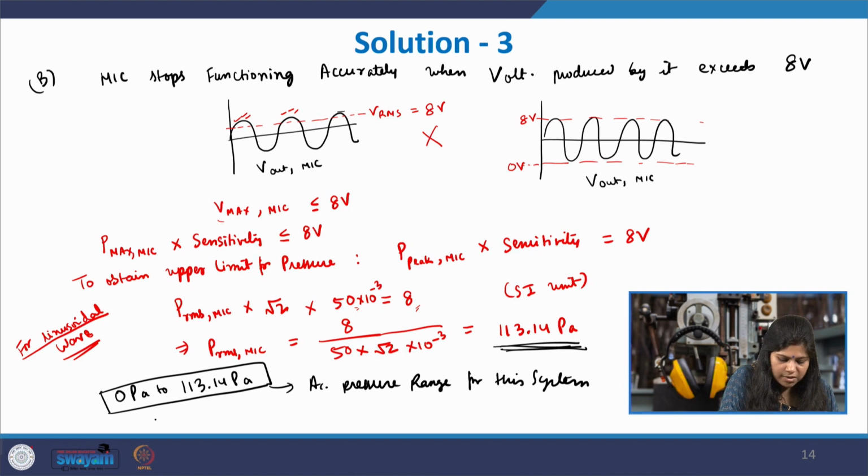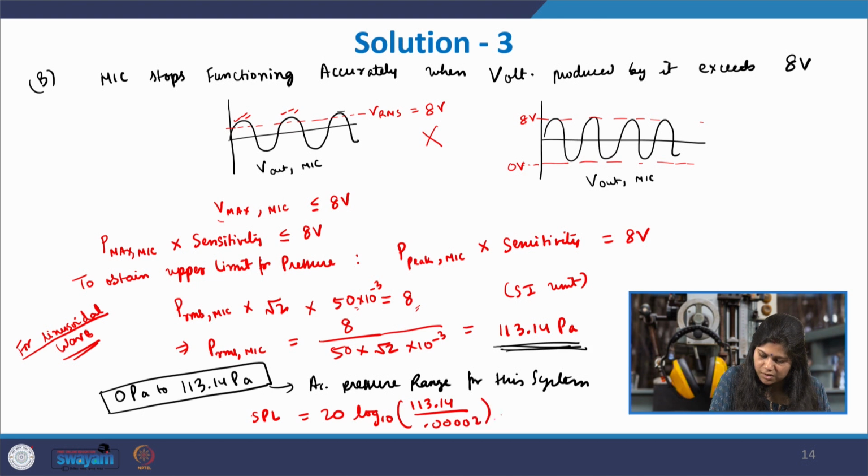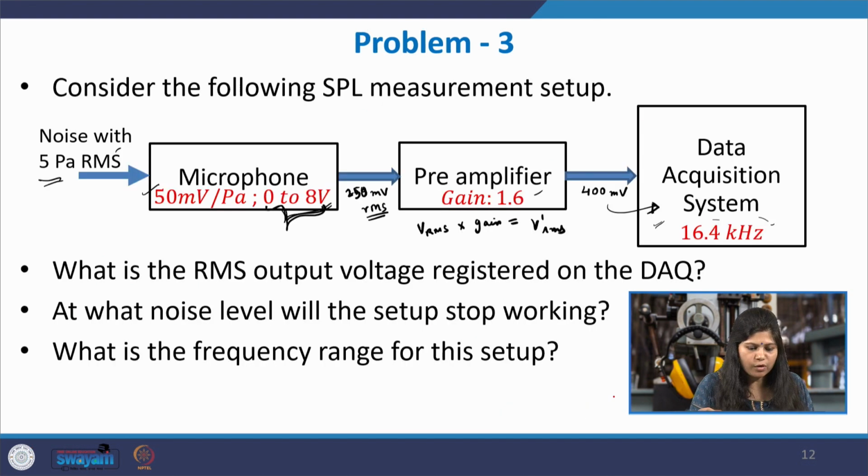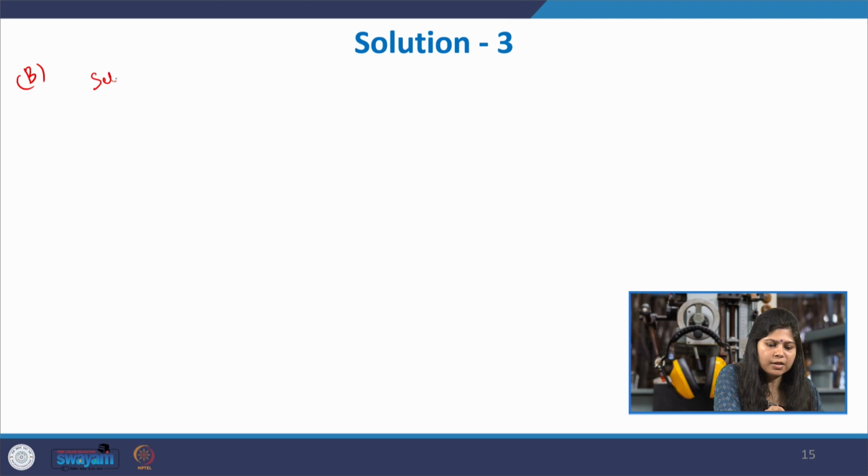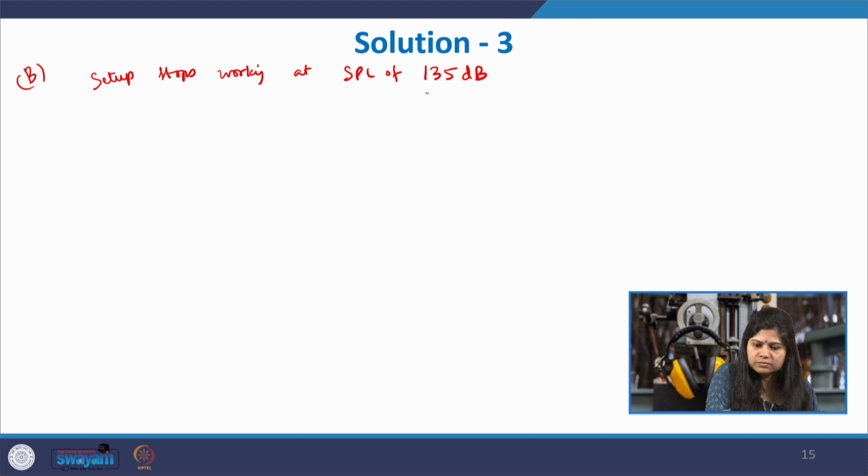If you convert it into the decibel format, the SPL would be 20 log 10 of P RMS, which is 113.14, divided by the reference pressure. What you will get when you convert it is 135 dB. Usually it is written in dB, the noise level where the setup stops working. So, we can say that for part B, the setup stops working at an SPL of 135 dB. This becomes our dynamic range.